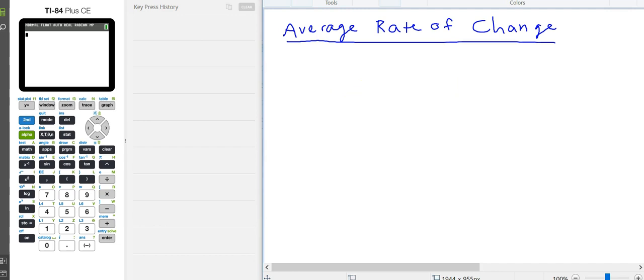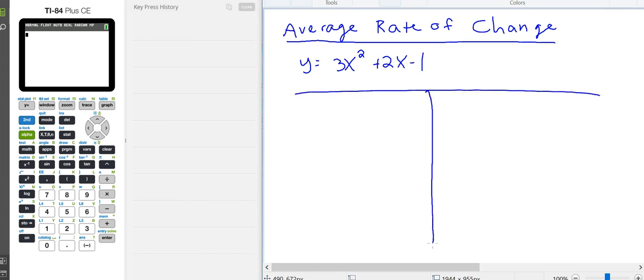Let's say we have the function y is equal to 3x squared plus 2x minus 1. And we're going to find the rate of change over two intervals. We'll find the rate of change first from x is equal to -1 until x is equal to 0, and then we'll find the rate of change from x is equal to 2 until x is equal to 3. So to find the rate of change, we need to have the change in y values over the change in x values.